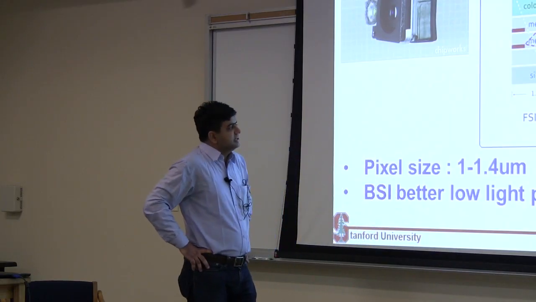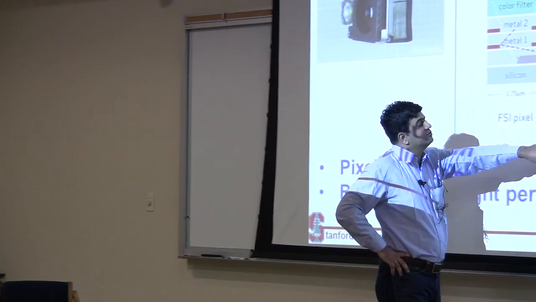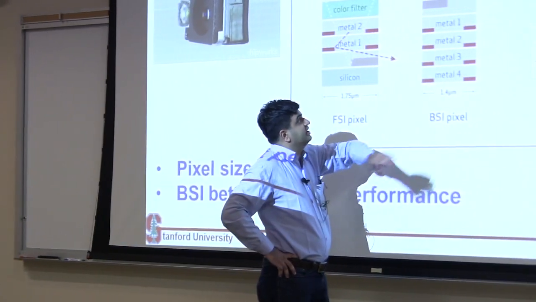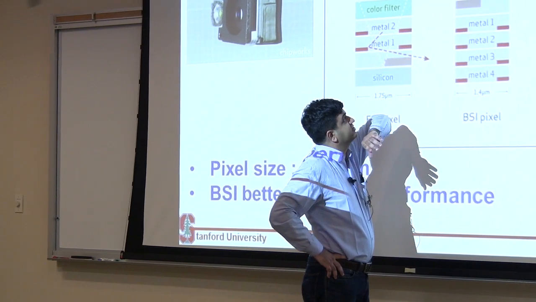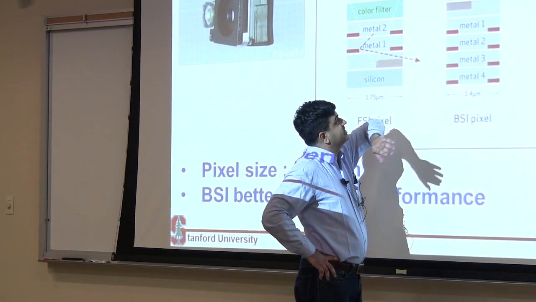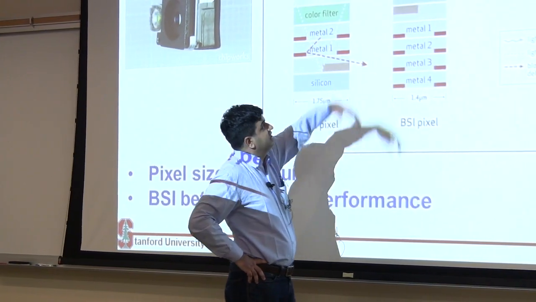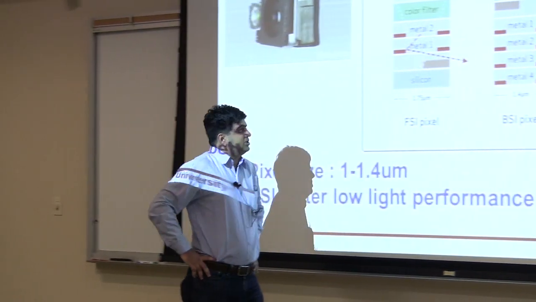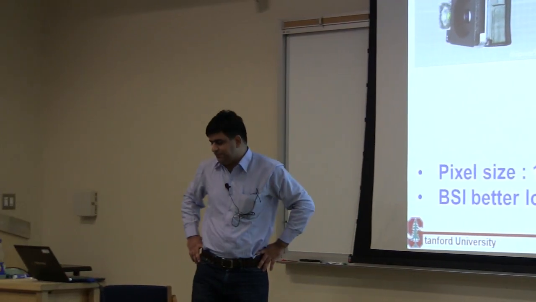So the most recent thing which has happened in CMOS image sensors is people have flipped this chip around and moved to backside illumination. So your image sensor directly faces your lens, and all your metal wiring is at the back of that chip, so it does not interfere with your incoming light.